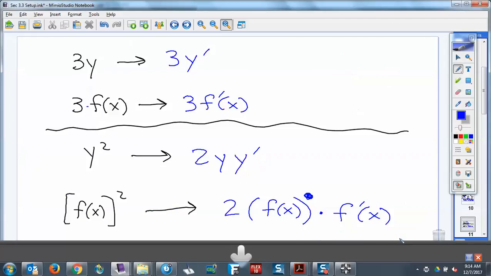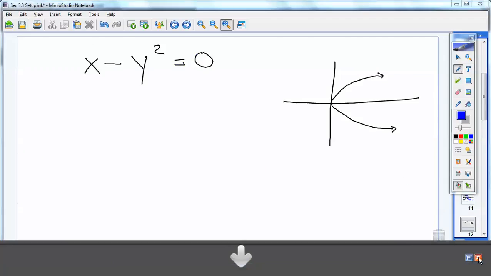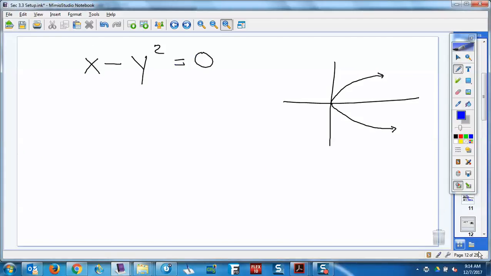All right, but the main lesson is when you have a mixture of x's and y's, you do the derivative like you normally would, but whenever you do the derivative of a y, you tack on the y prime.